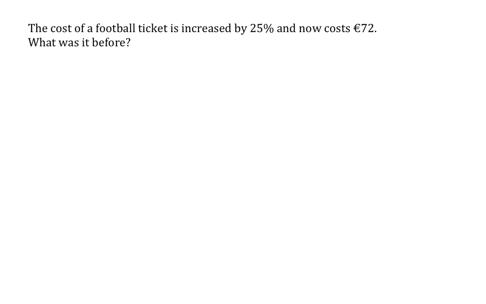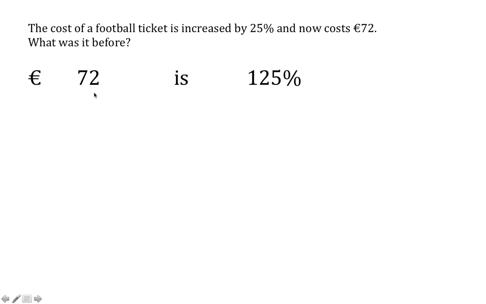Next question. The cost of a football ticket is increased by 25% and now costs €72. What was it before? Well, we need to be careful here because this 25% is 25% of the original price and not 25% of the new price, 72. So we need to approach this by saying that the original price was 100%, and then the new price is increased by 25%, so the new price is 125%. It's the original price plus an extra 25%.